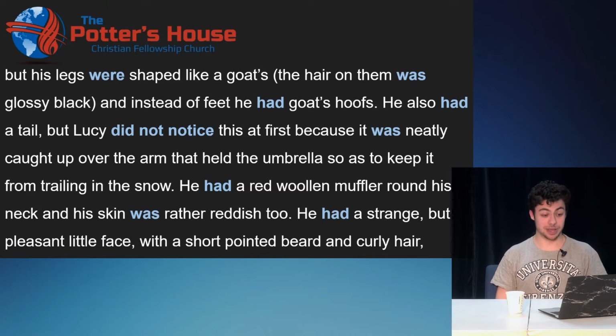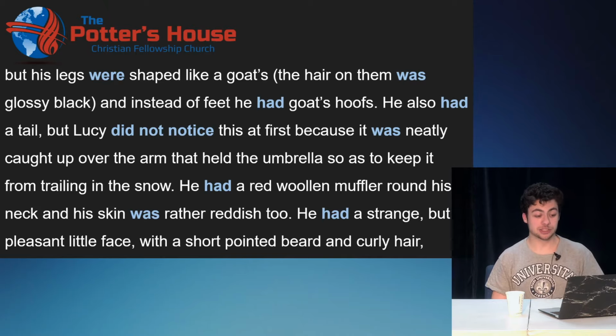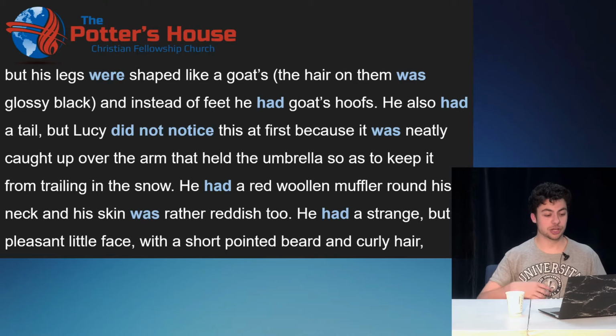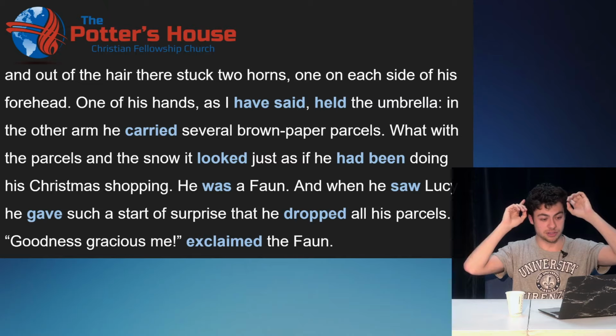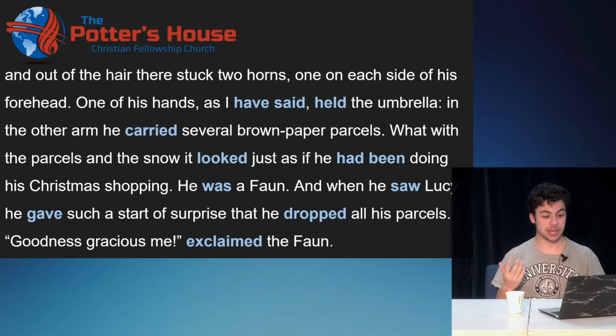He also had a tail, but Lucy did not notice this at first because it was neatly caught up over the arm that held the umbrella so as to keep it from trailing in the snow. He had a red woolen muffler round his neck, and his skin was rather reddish too. He had a strange but pleasant face, with a short pointed beard and curly hair. And out of the hair there stuck 2 horns, one on each side of his forehead. One of his hands, as I have said, held the umbrella.